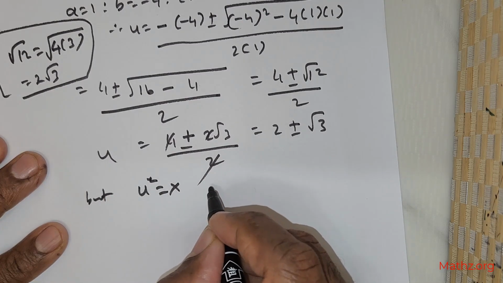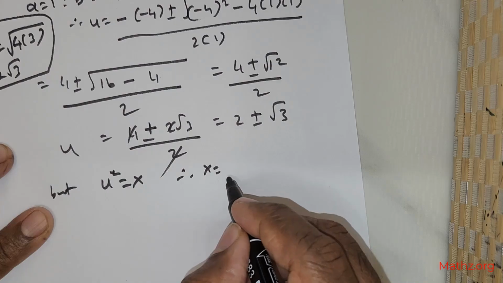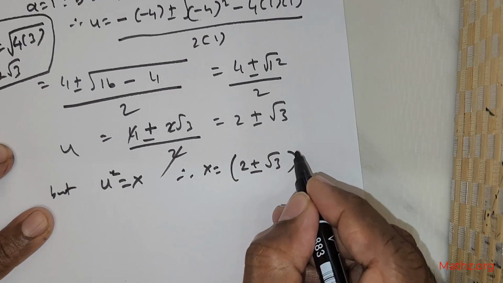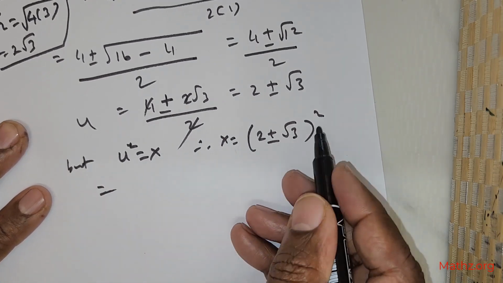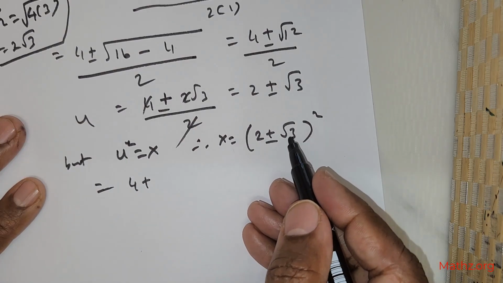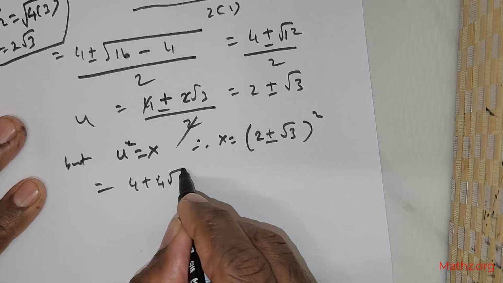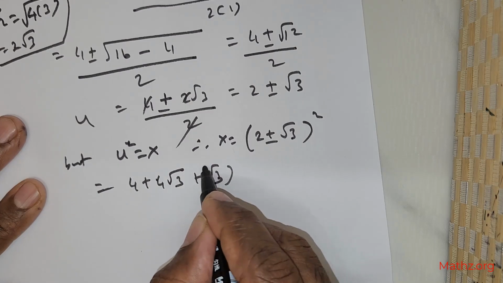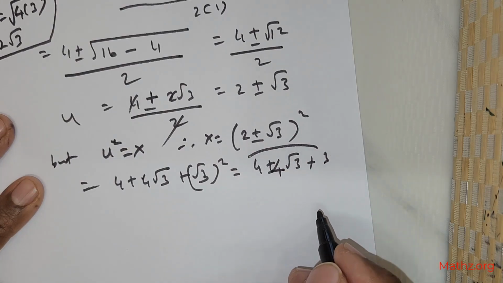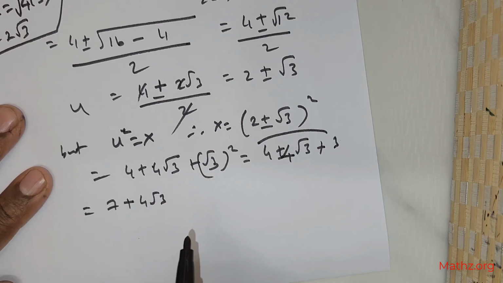So how are we going to revert it back? From here, x is equal to u squared. So you substitute this value. It's going to be 2 plus or minus root of 3 the whole squared. So you square it up. So it's going to be 4 plus or minus, you can just take the first value for positive, so it's going to be 2 times 2 times root of 3, that's 4 times root of 3, plus root of 3 the whole squared. So root of 3 squared is going to be 3. So you add these two together, you get 7. So 7 plus 4 times root 3.